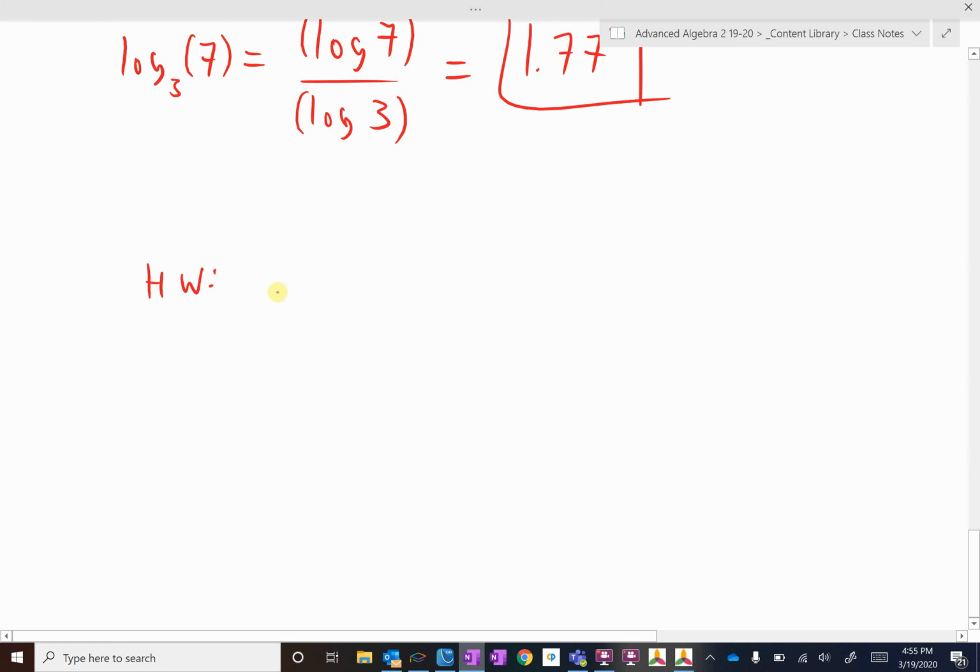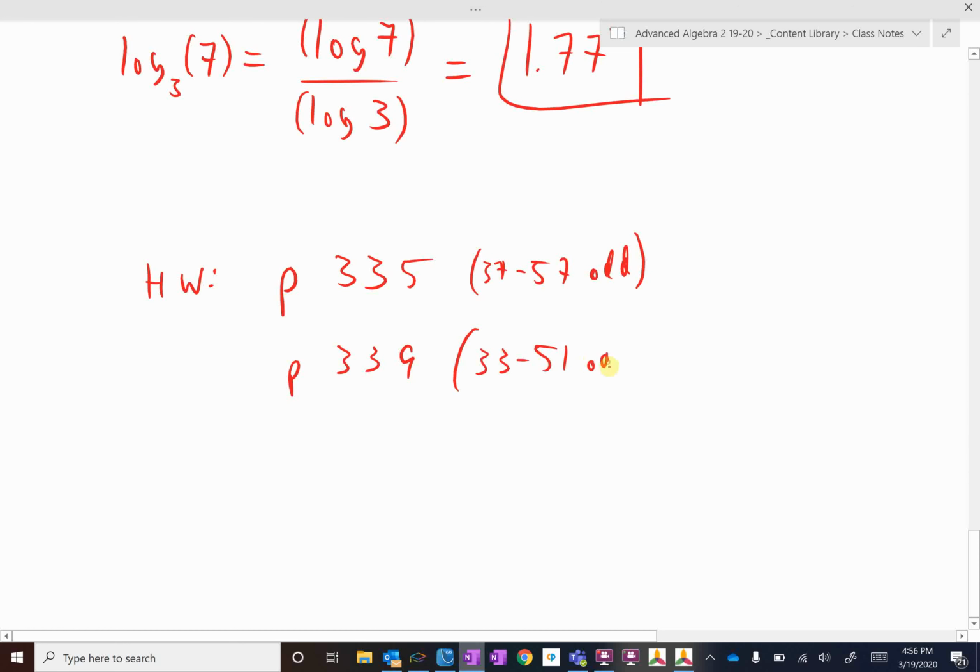For homework on this section, in your homework packet that you already have from chapter 8, on page 335, we'll be working through 37 through 57 odd, as well as page 339, numbers 33 through 51 odd, and 57.